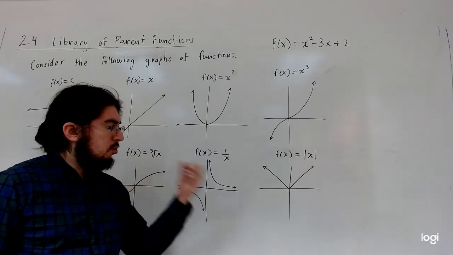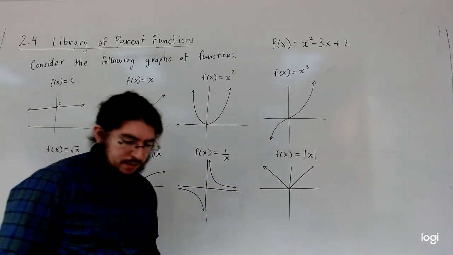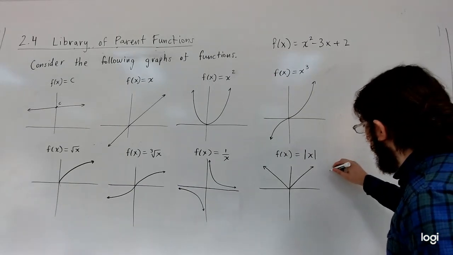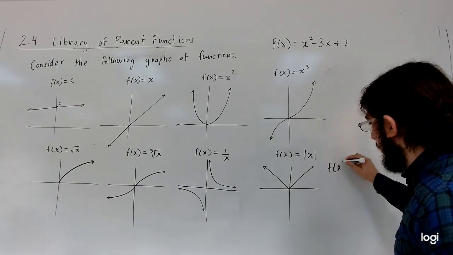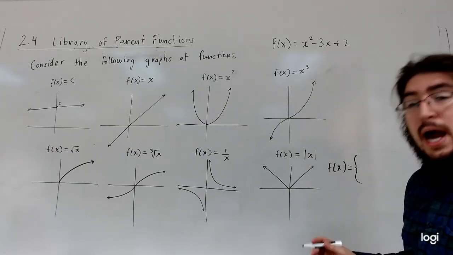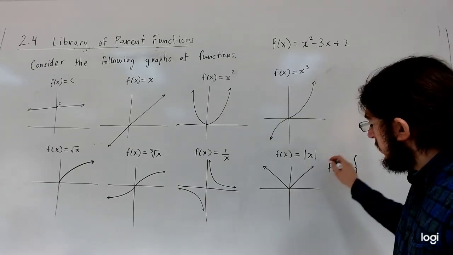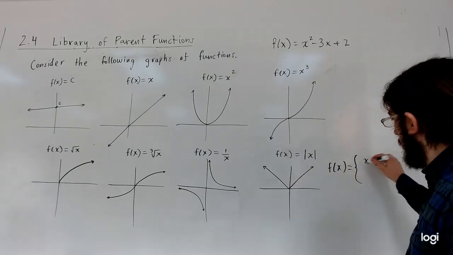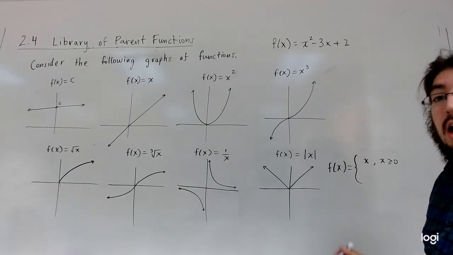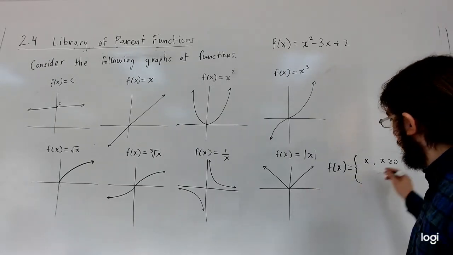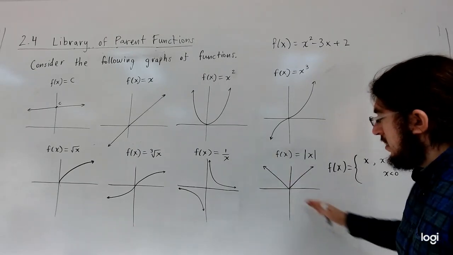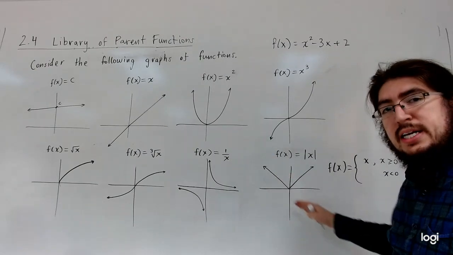Now, the cool thing about this graph is that it can be written as the following. Well, the function anyways can be written as the following. So what you can say is that f of x is equal to one of two things. Either it's x over here, and this happens when x is bigger than or equal to 0. Otherwise, when x is less than 0, this part of the function is negative x.